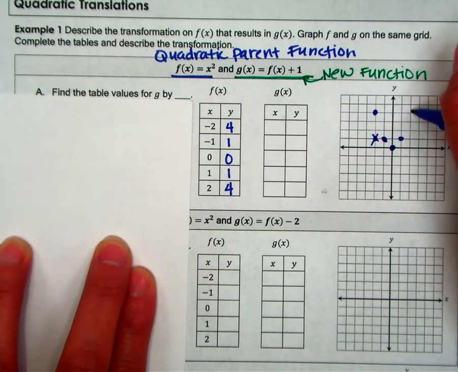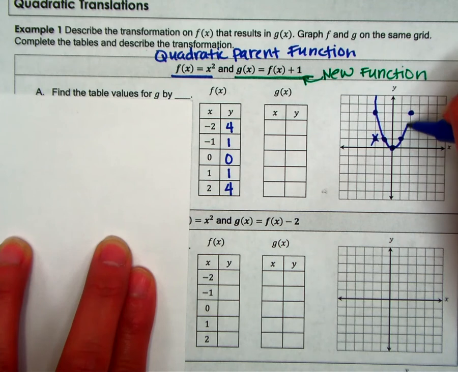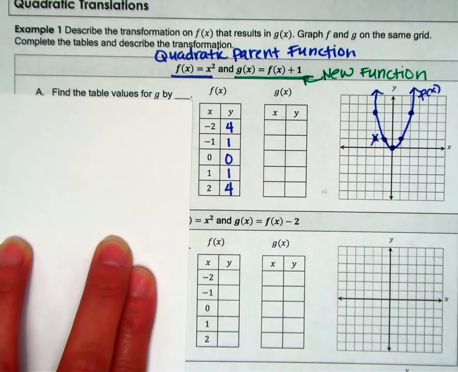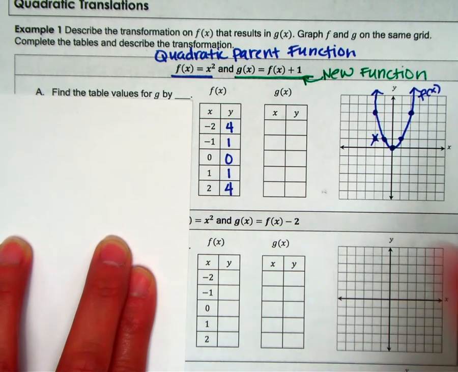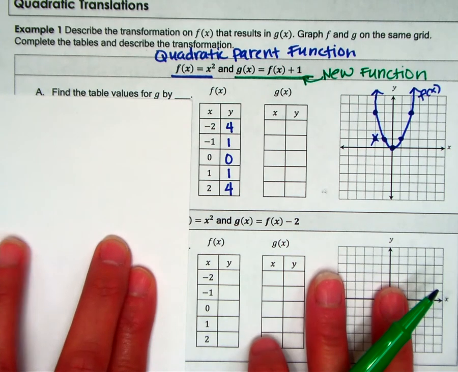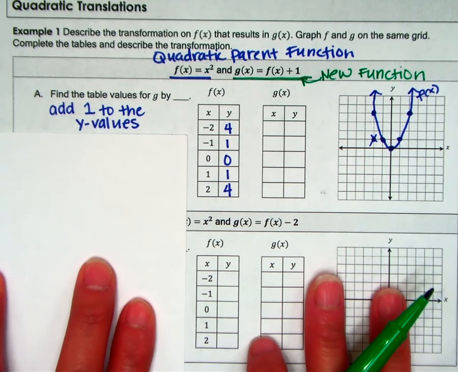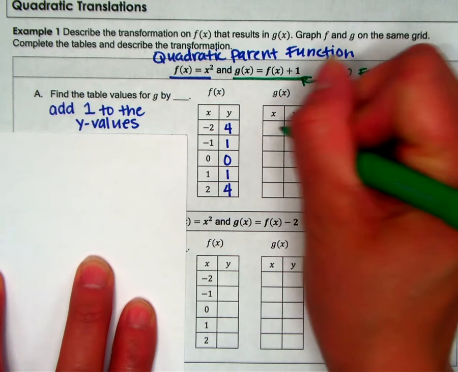And 2, 4. So what you want to notice is that your axis of symmetry keeps the same distance from each of those points. So your y-intercept for your parent function, this is f of x, is at 0. So keep that in mind. Make sure you recognize your transformations are always going to be from your parent function. Now, in order to find the table values for g, what we're going to do is add 1 to the y values. Because this is moving my graph up or down, it's to the y values. So my x value stays the same.